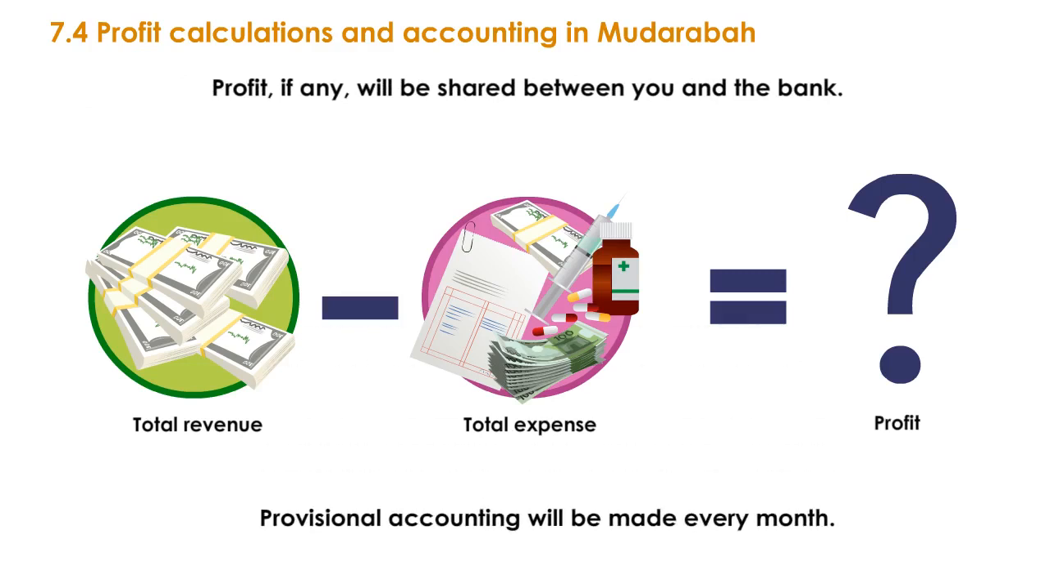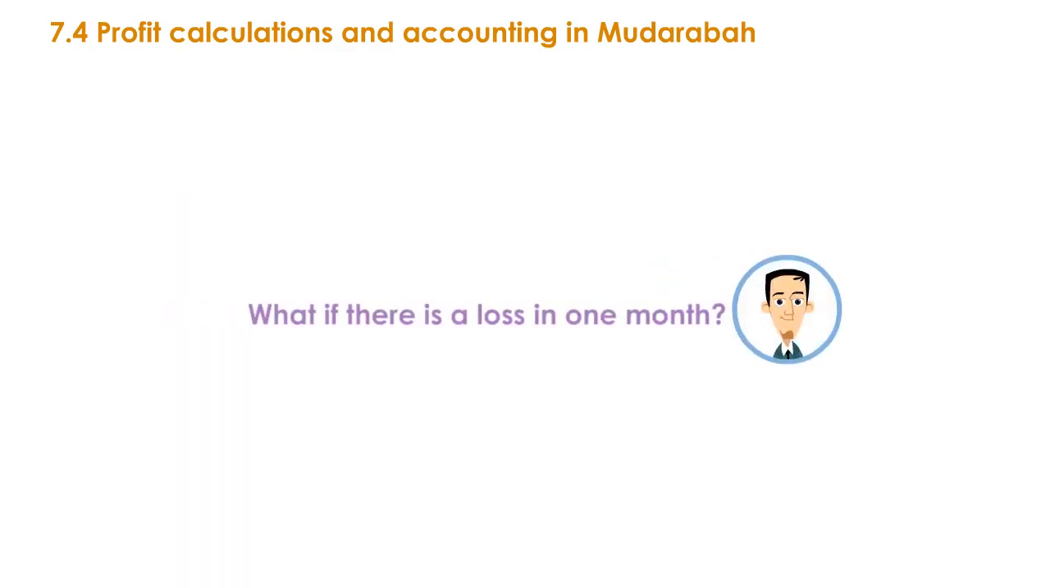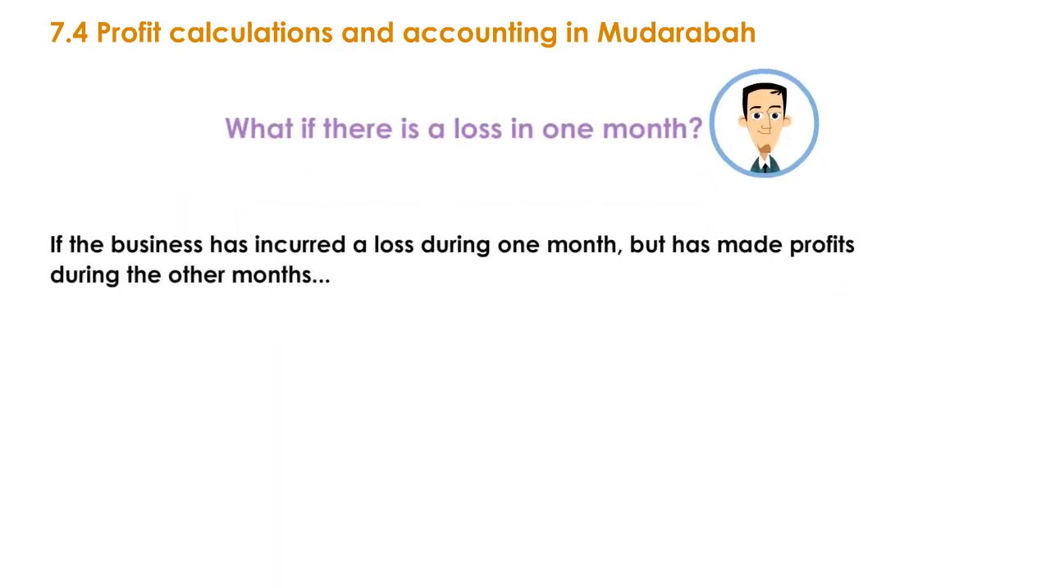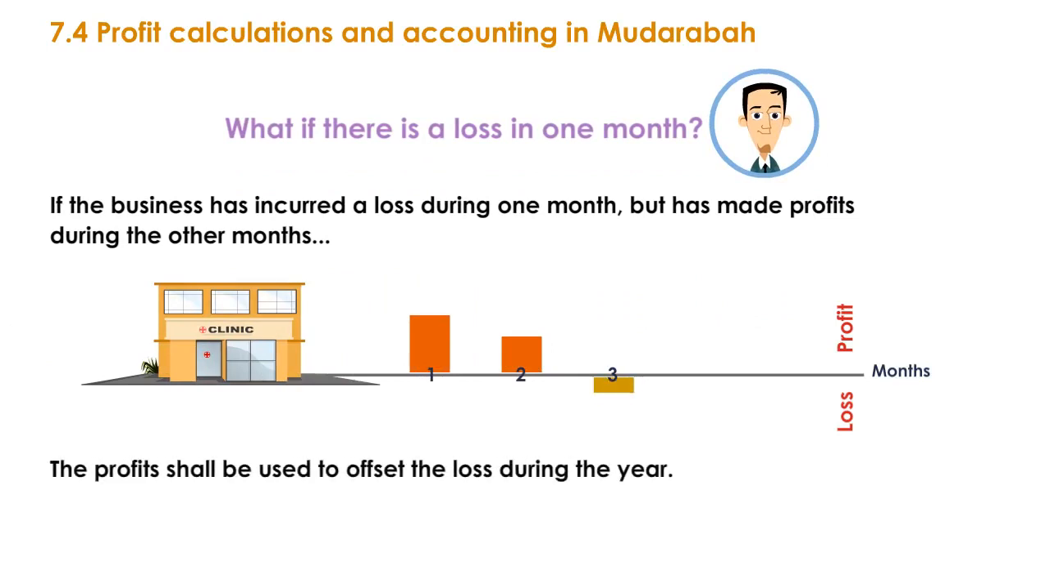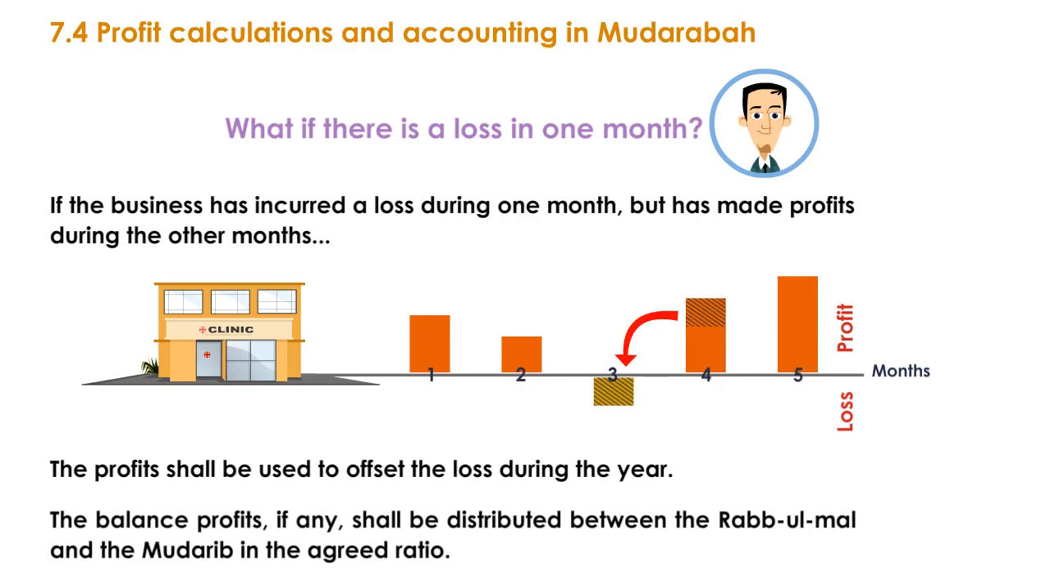Provisional accounting will be made every month. What if there is a loss in 1 month? If the business has incurred a loss during 1 month but has made profits during the other months, the profits shall be used to offset the loss during the year. The balance profits, if any, shall be distributed between the Rub al Mal and the Mudarib in the agreed ratio.